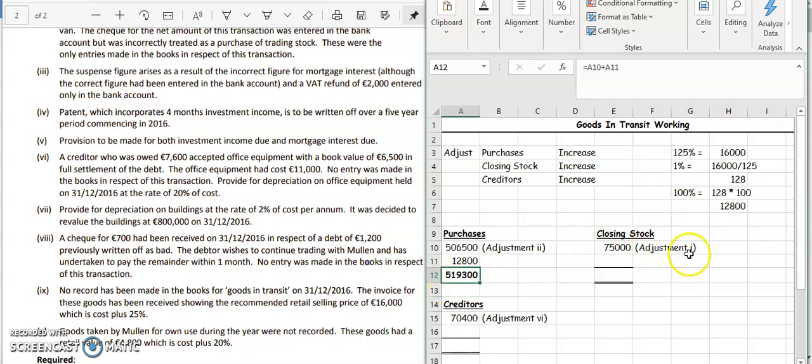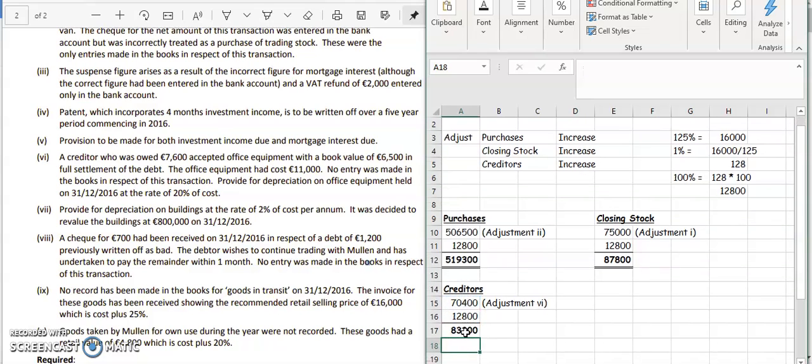I know as part of number 1, my closing stock is 75,000 and also needs to be adjusted. So once again, you'll go back up to your closing stock adjustment and you'll add on 12,800 there. And then creditors, as part of working 6, the creditors figure is going to be adjusted. So once again, you'll go back up to that working and adjust the creditors figure that you have there by 12,800.